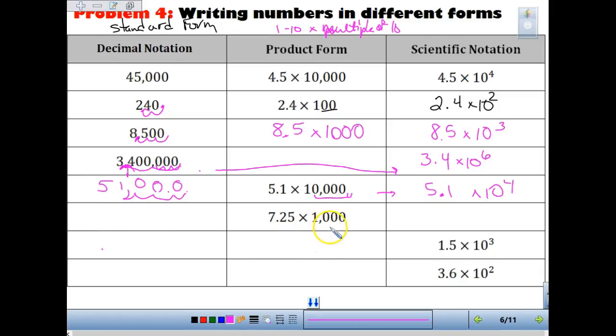So we got 7.25 times 1,000. Right, so I'm going to write that as 7.25 times 10 to what power? To the third? 10 to the third, because we have 3 zeros following the 1 in 1,000. So we're going to have 10 to the third.